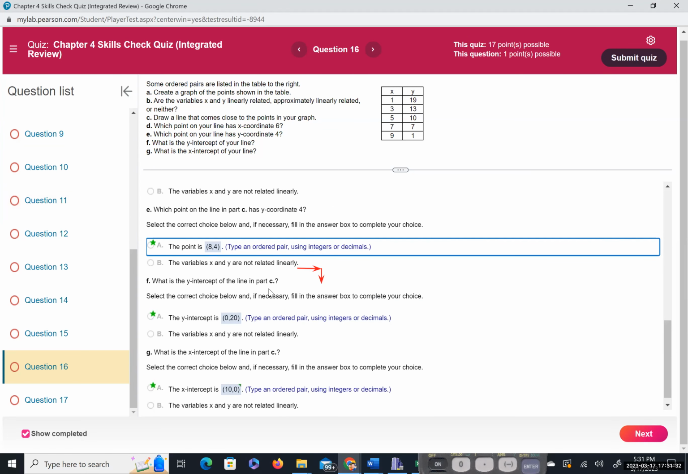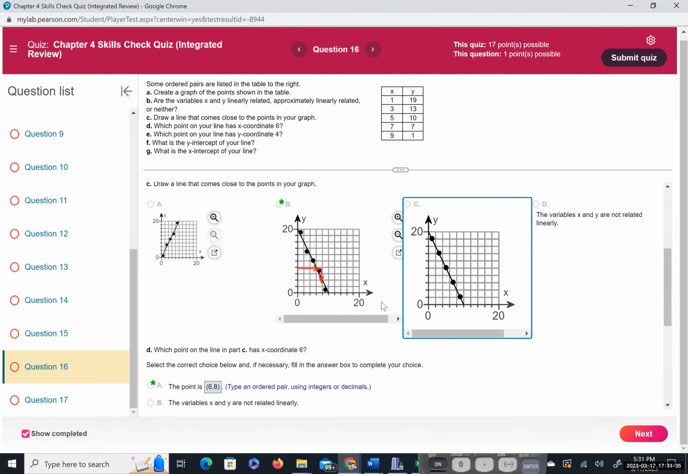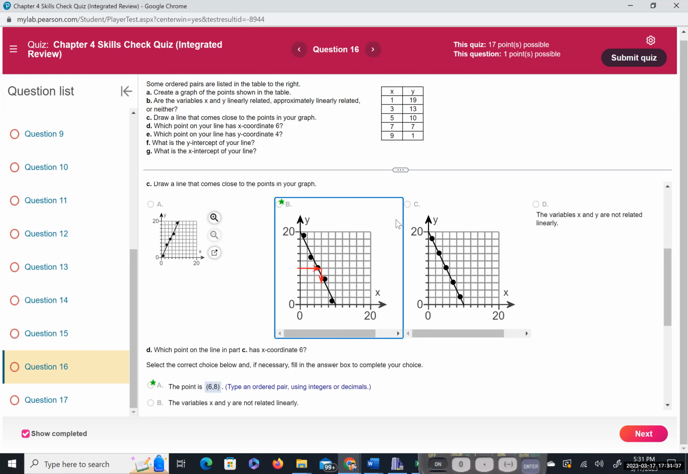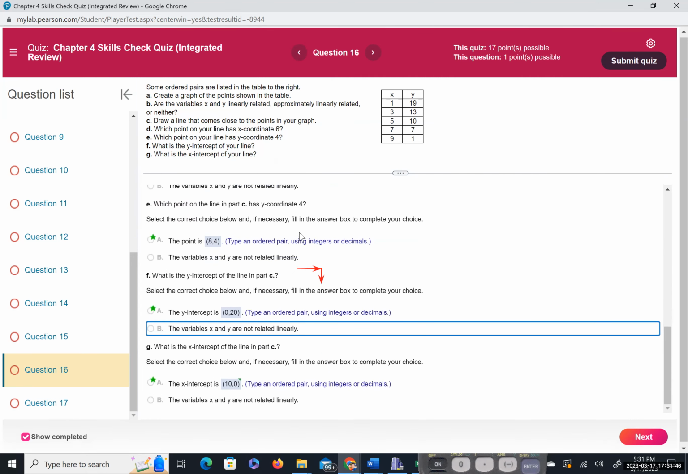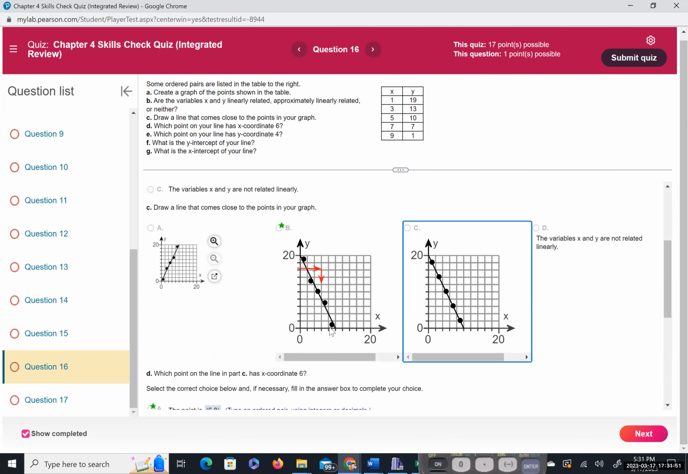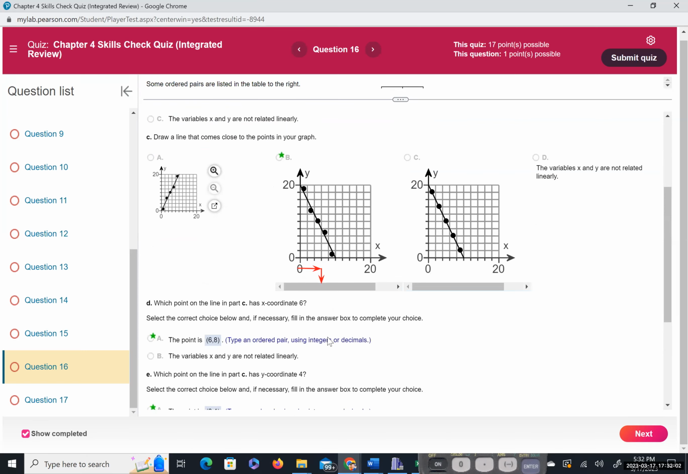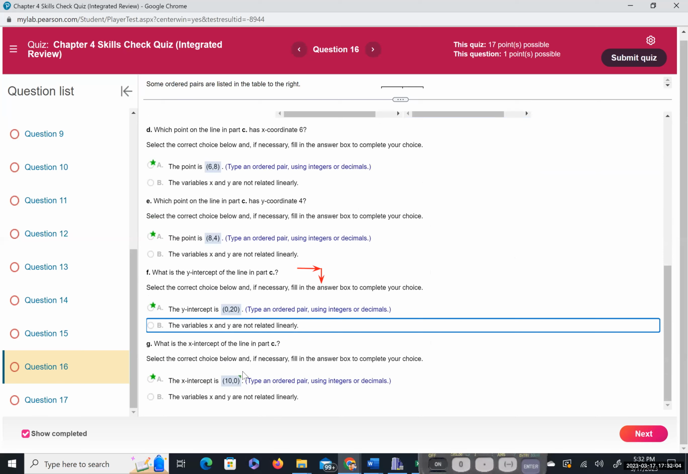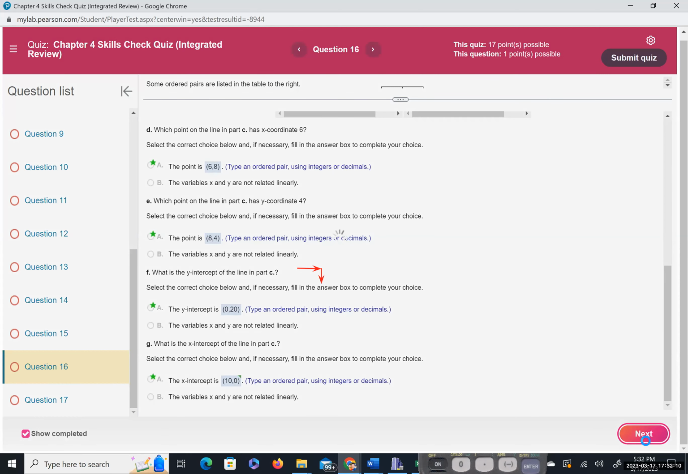What is the y-intercept? So look at the y-intercept. The y-intercept is going to be 20 here, right? Or 0, 20 is going to be the point. So 0, 20. What is the x-intercept? So look at the axis. The x-intercept is going to be this point, which is 2, 4, 6, 8, and 10. 10. So 10 and then 0. That's going to be it. Okay. So let's move to the next column.